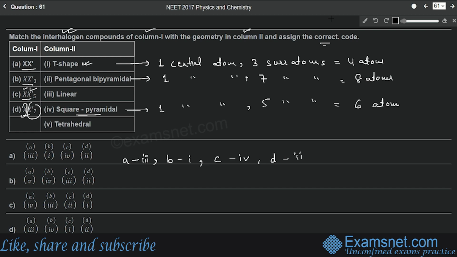So out of the given options, the correct one is the first option. Okay. This is the same match. So option A is the correct answer. The last one that is left out here is tetrahedral. How many atoms are required in tetrahedral? Here we have one central atom and 4 surrounding atoms. That means total 5 atoms are there. Okay. But we don't have any option for this. So this is left here. Option A will be the correct answer.